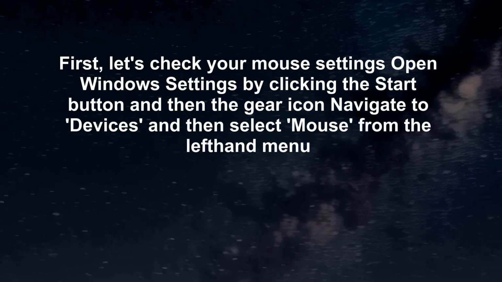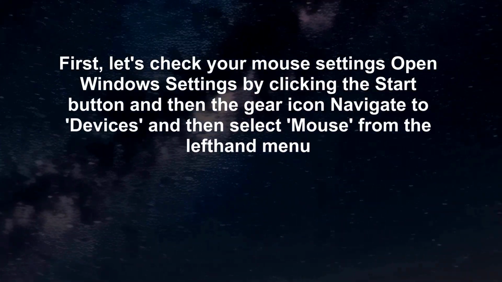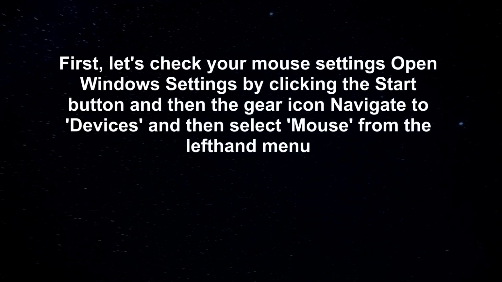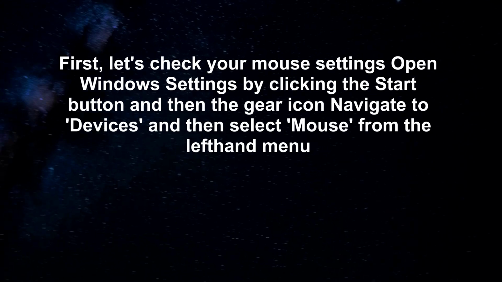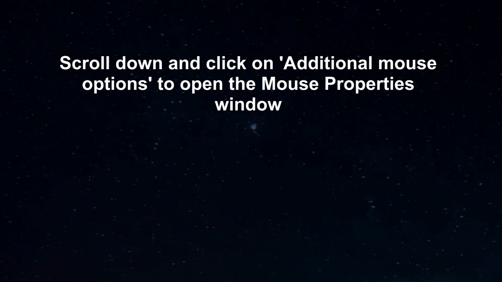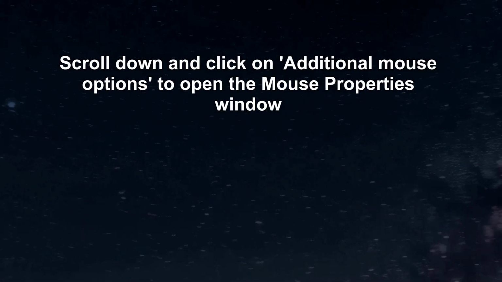First, let's check your mouse settings. Open Windows Settings by clicking the Start button, and then the gear icon. Navigate to Devices, and then select Mouse from the left-hand menu. Scroll down and click on Additional Mouse Options to open the Mouse Properties window.